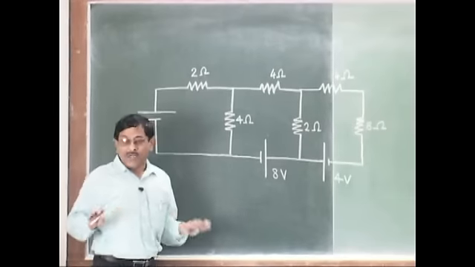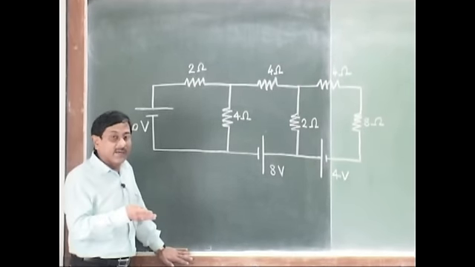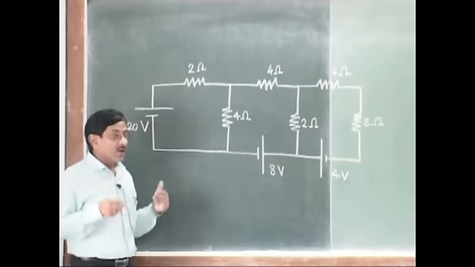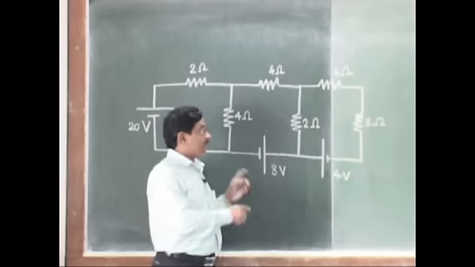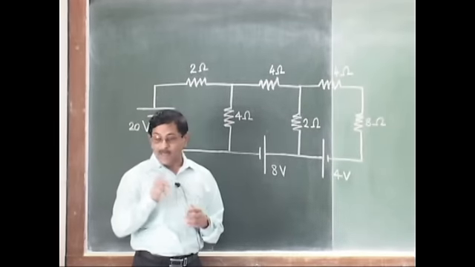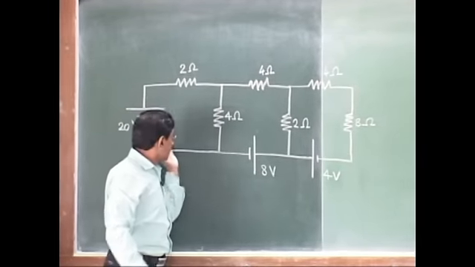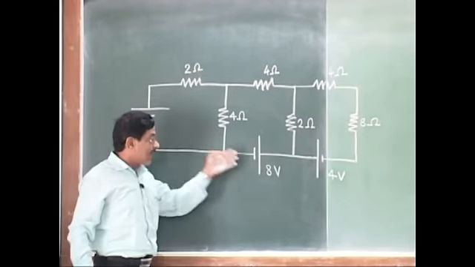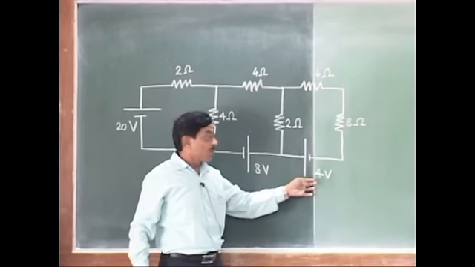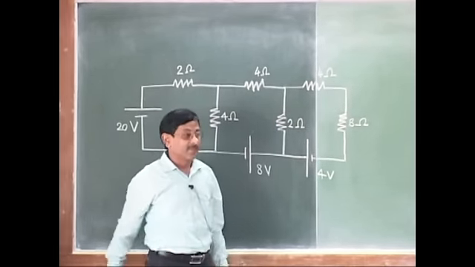Once we are facing the circuit, the second thing is that we must be able to find out certain things that we want. For example, what is the use of these laws? Somebody may ask, such a circuit is given, in which these three batteries are connected in a certain fashion, a 20 volt battery like this, an 8 volt battery here, a 4 volt battery, and so many resistances connected in a certain fashion.